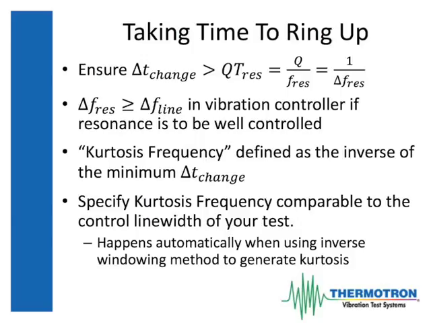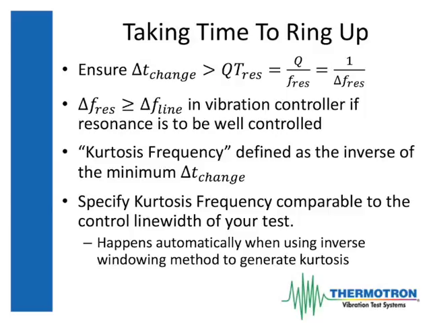Now, if you've run a vibration controller at all, you've probably heard someone say that you need to specify enough control lines so that at least one control line falls near the center of each resonance of your product. And so you can say delta F of the resonance has to be greater than delta F of your control lines.